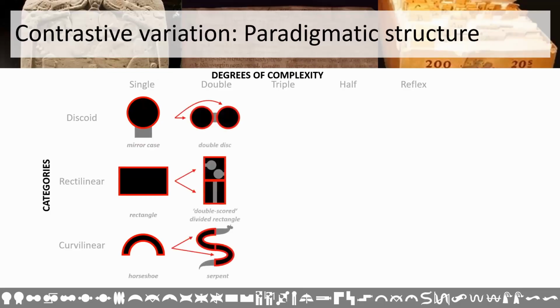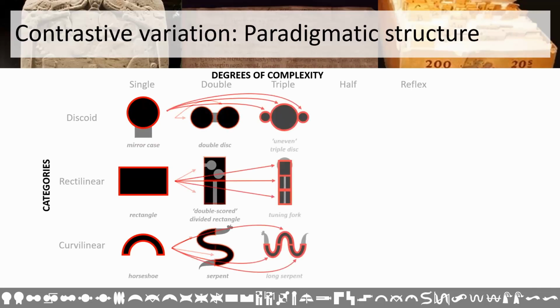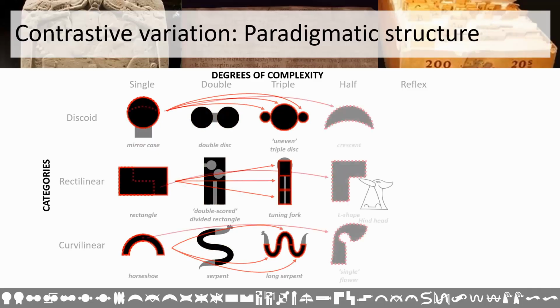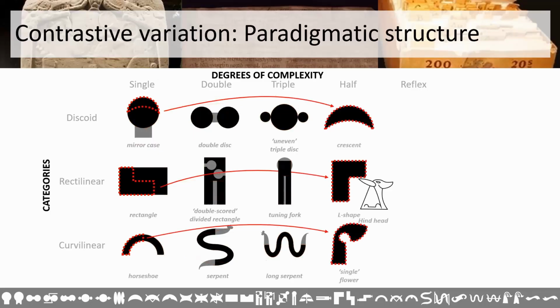To get three more, we double them. So we get the double disc, the divided rectangle, and the serpent. To get three more, you triple the elementary form. You have the triple disc, the tuning fork, and the long serpent. To get three more, you take the original elementary form and you roughly halve it. So you get the crescent, the L shape, and the single flower.